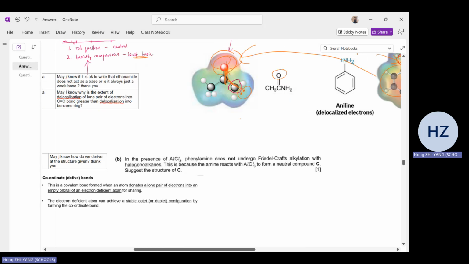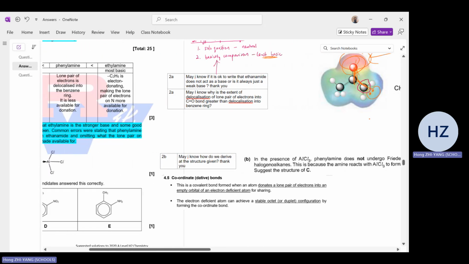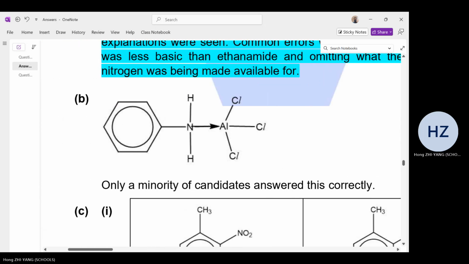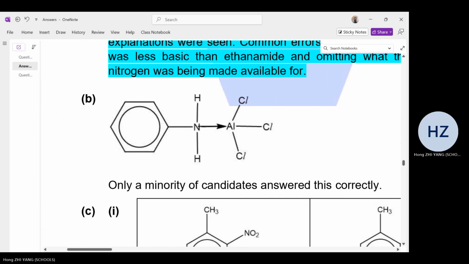Okay, this one is 2B. May I know how we derive the structure? Oh, this one. Do you know what that dative bond is? Okay, I think we need to be a bit more sensitive already. Class, if you see nitrogen, you need to know that there's something there. Lone pair. You see nitrogen, ding, lone pair. Then what can a lone pair do?